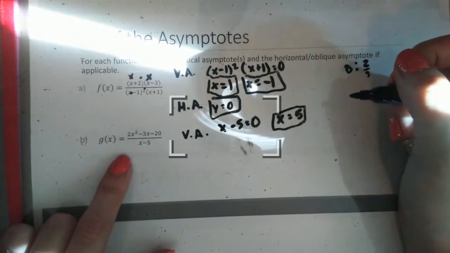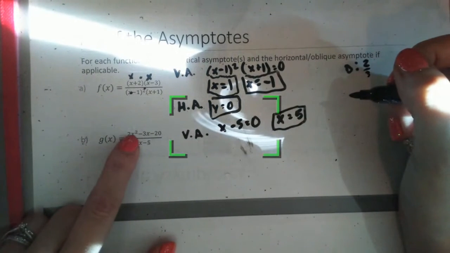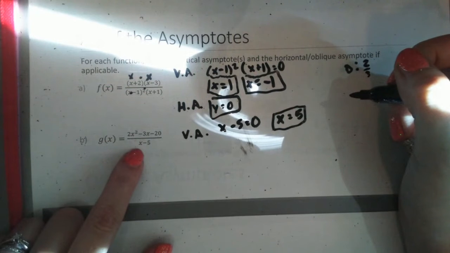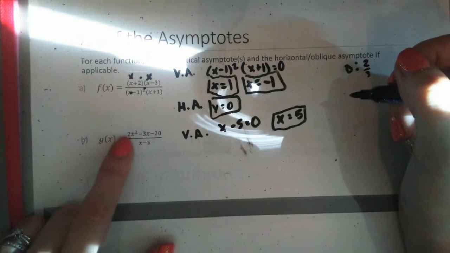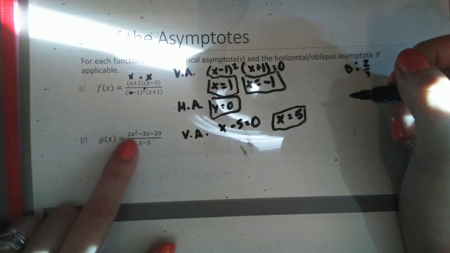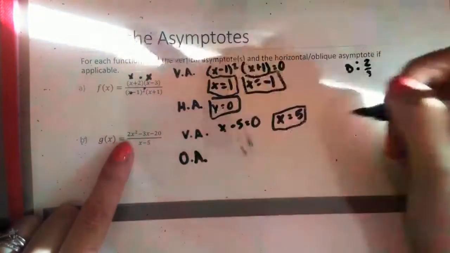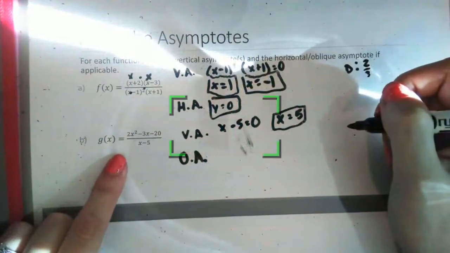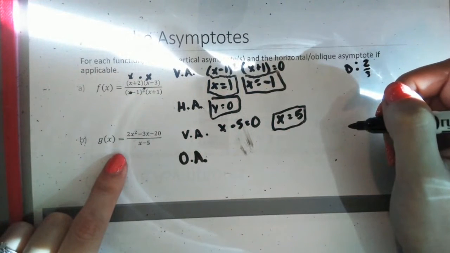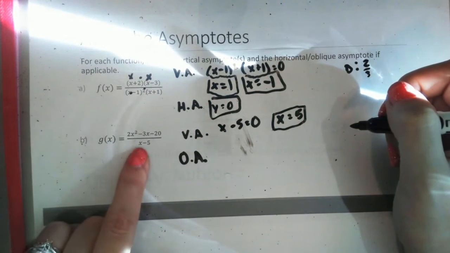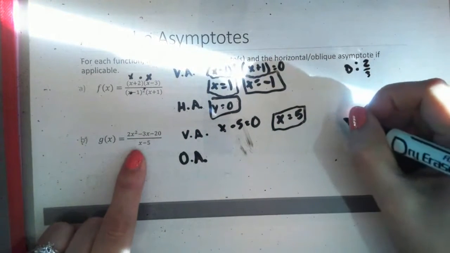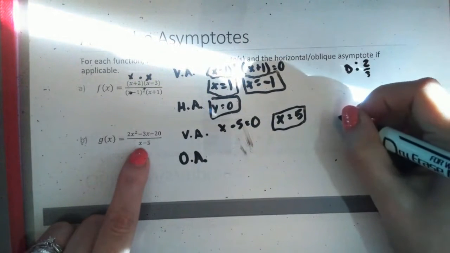Looking at the degrees of the numerator over the denominator, the degree of the numerator is 2, the degree of the denominator is 1, so the degree of the numerator is 1 greater. That's when we have an oblique asymptote. To find it, we can use synthetic division or polynomial long division. Since the denominator just has a degree of 1, I'm going to use synthetic division.